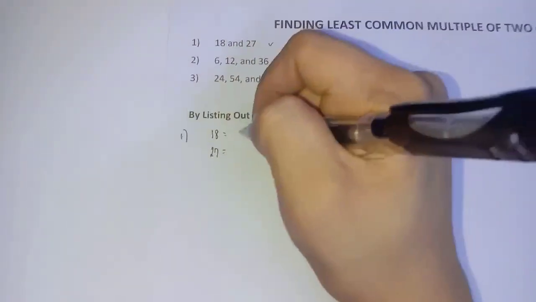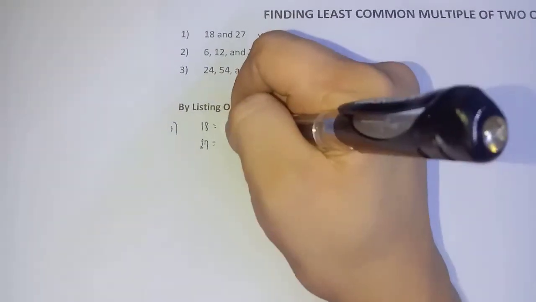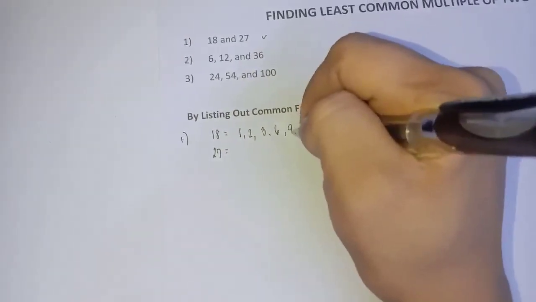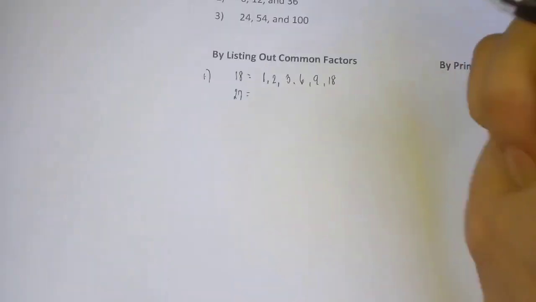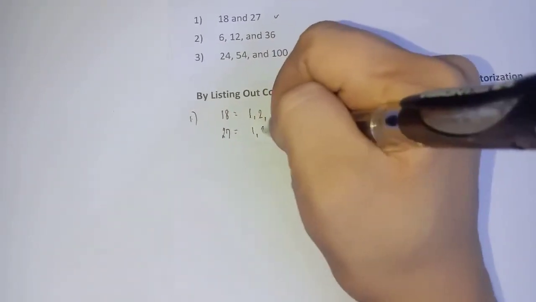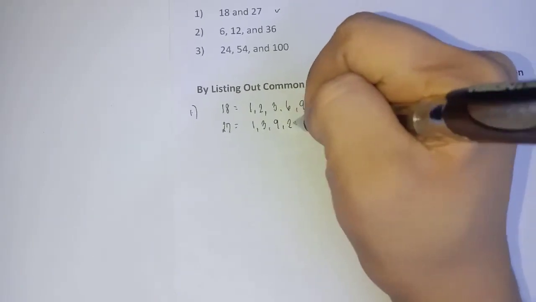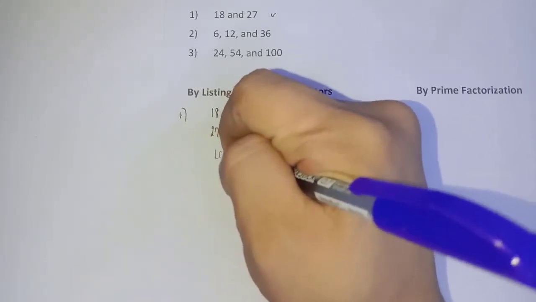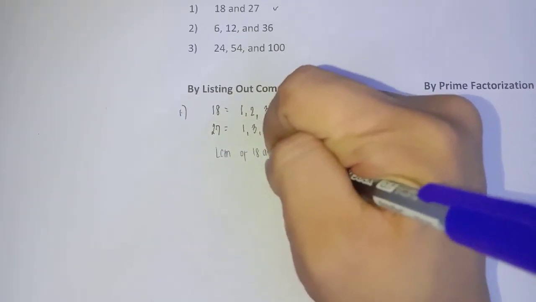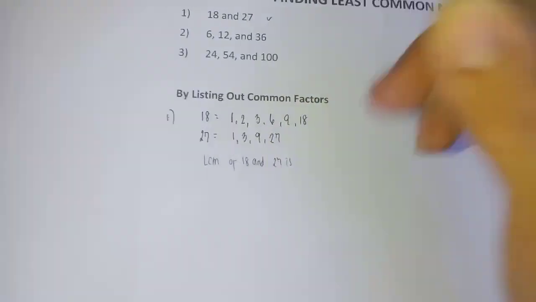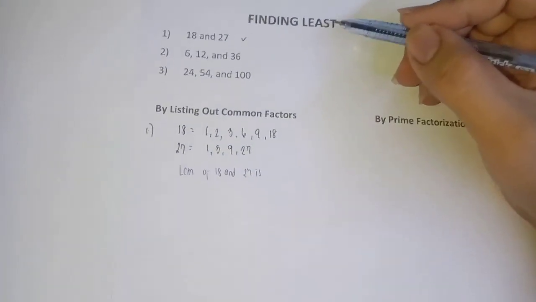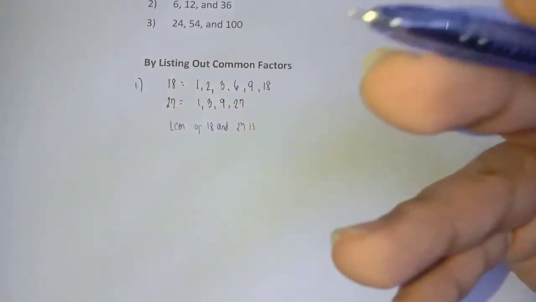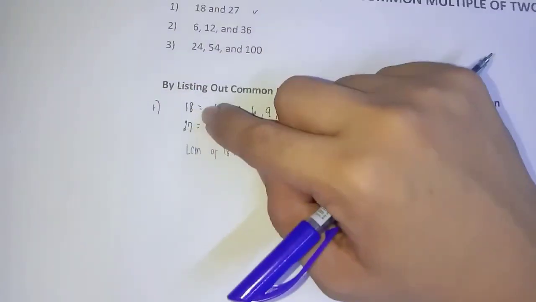For the number 18, factors are 1, 2, 3, 6, 9, and 18. For the factors of 27, we have 1, 3, 9, and 27. Now, paano natin makukuha yung LCM of 18 and 27? When we talk about least, ito yung pinakamaliit. The lowest possible positive integer that can be divisible to both 18 and 27.